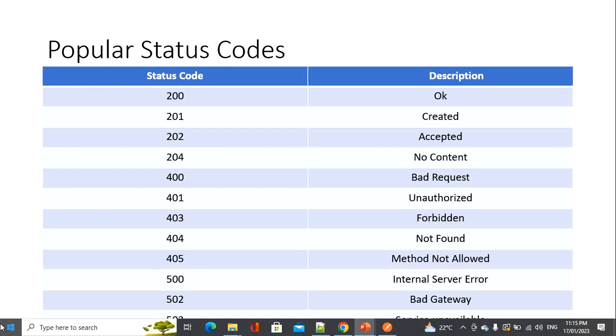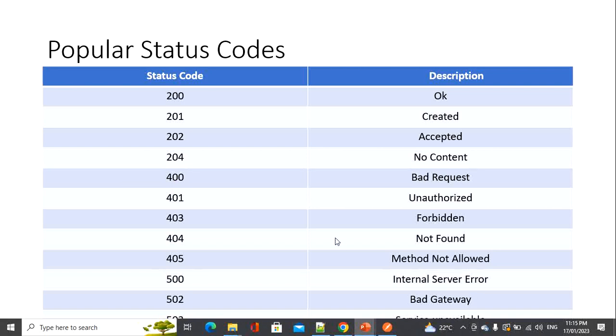Then 500 internal server error. If something goes wrong exactly during the REST service business logic execution, I mean if some exception is encountered, then it will throw status code 500 internal server error back to the client. Similarly, 502 bad gateway. Let's assume there are some network glitches between the client and server, then it will send the response back to the client as 502 bad gateway. And one more is there, 504, here just at the bottom. So 504 means gateway timeout.